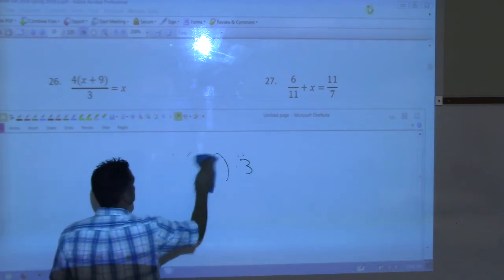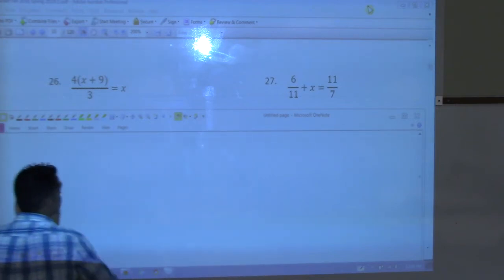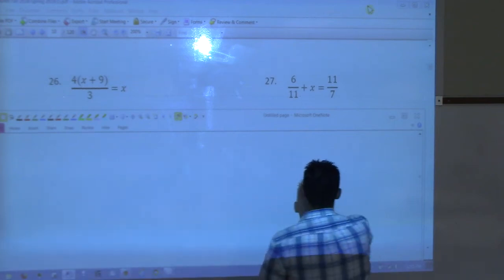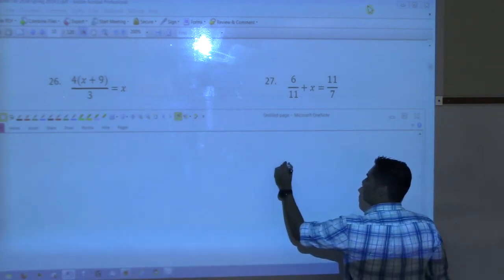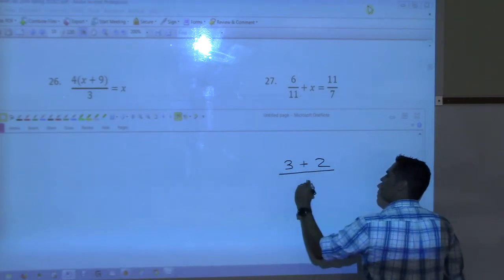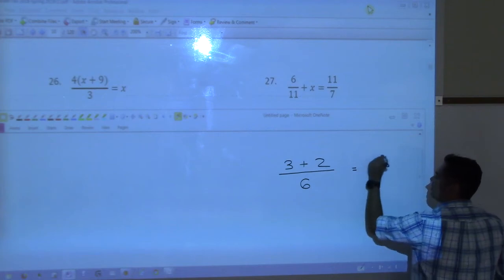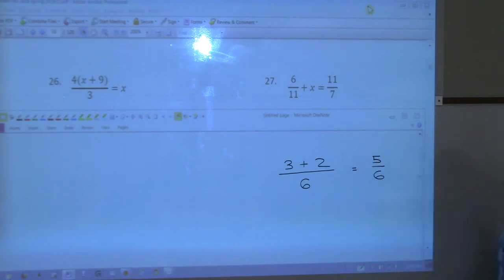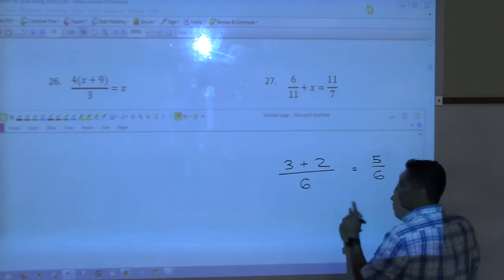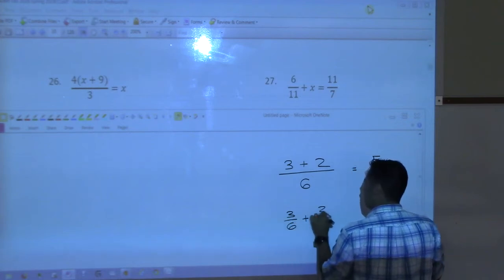Before I do number 26, let me make sure we all understand a property of fractions. Are you all clear with this idea? Okay, you see that right there? We all realize that this is 5 over 6, right? That's not what I'm trying to get at here. That's 5 over 6. But I'm asking you, is this also 3 over 6 plus 2 over 6?